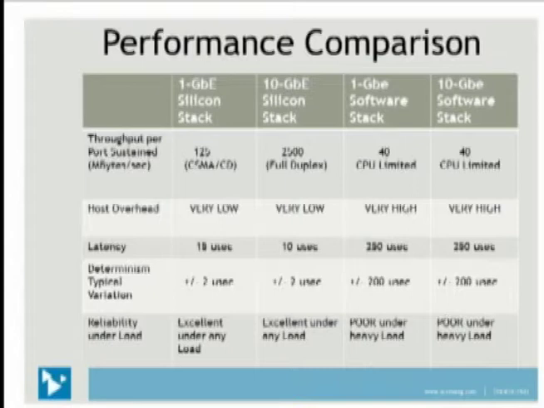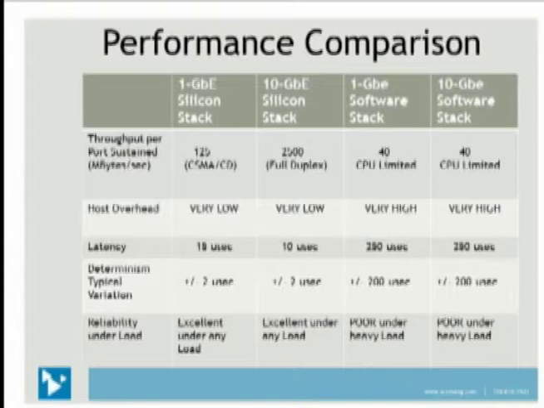And then we'll move on to host overhead, which is very low for the silicon stacks and very high for the software stacks, because the software stack is located inside your CPU. Then we have your latency: 15 microseconds for the 1 gigabit silicon stack and 10 microseconds for your 10 gigabit silicon stack. That is 250 microseconds for both of your software stacks.